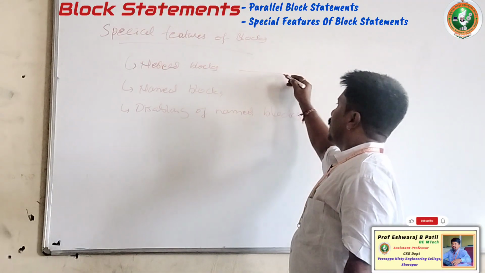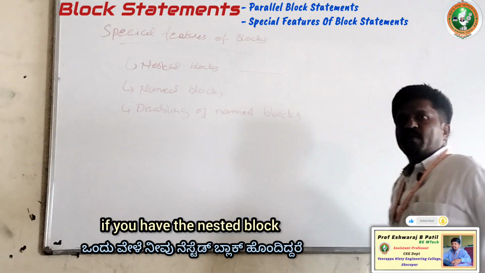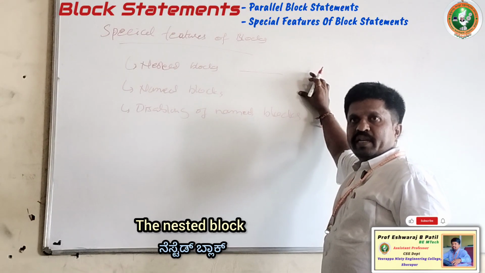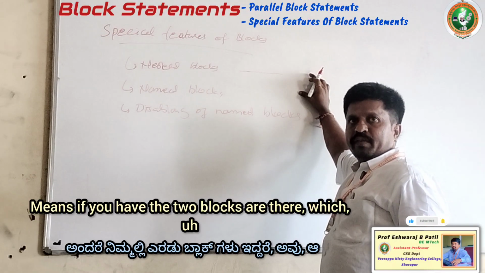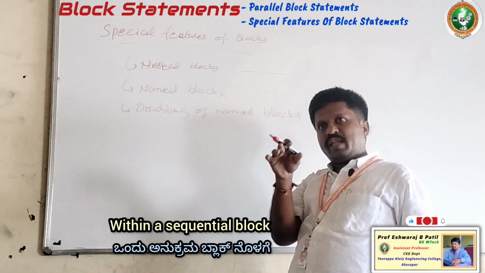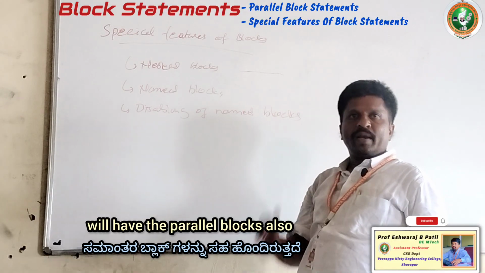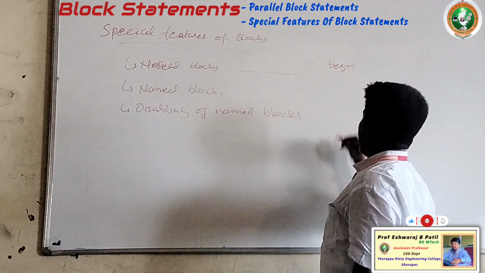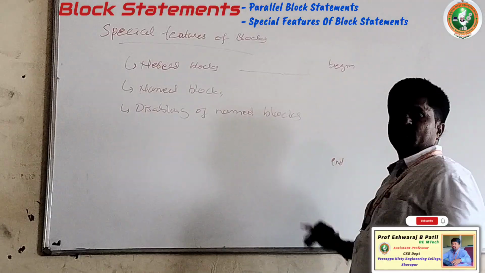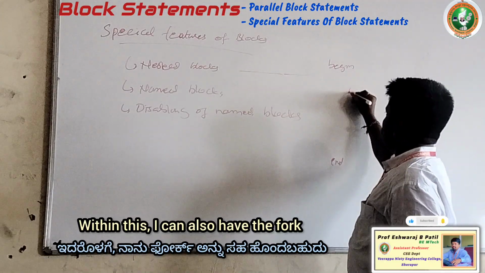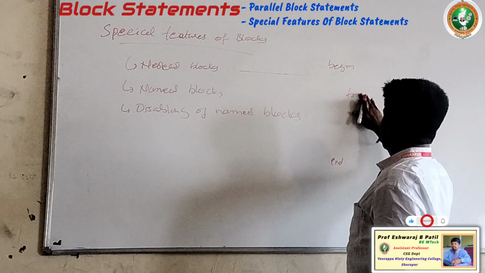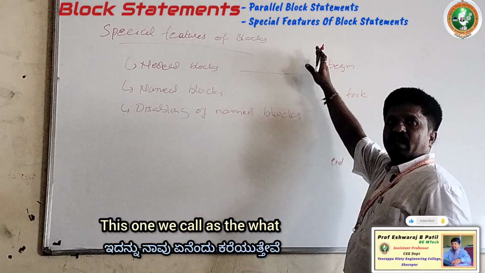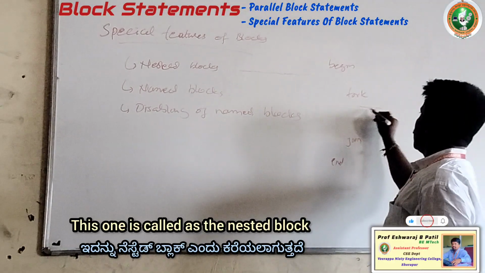Nested blocks means blocks inside another block. If you have two blocks, within a sequential block we can have parallel blocks also. I can write begin and end, which is the sequential block. Within this, I can also have fork and join. This one is called a nested block.